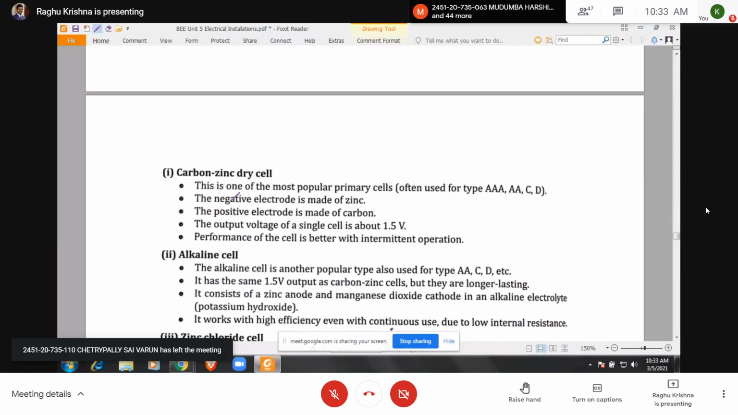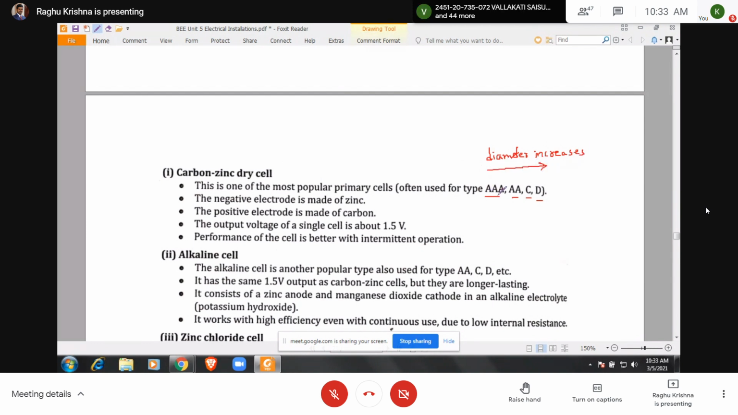So here coming to this one, the carbon zinc dry cell. One of the most popular primary cells, often used for types AAA, AA, C and D. If you compare these, the diameter increases from AAA to AA, AA to C. C will have more diameter than AA, and D will be having more diameter than C.